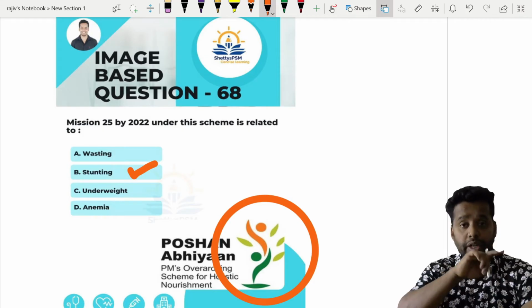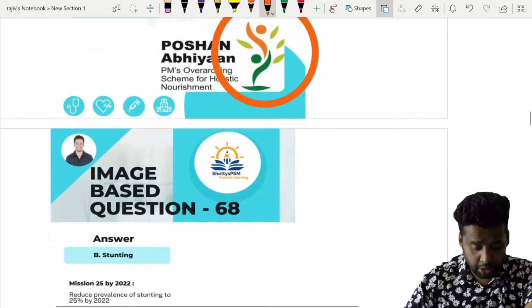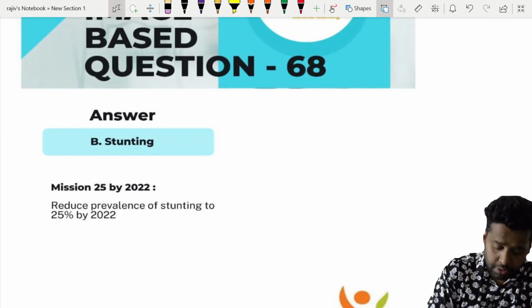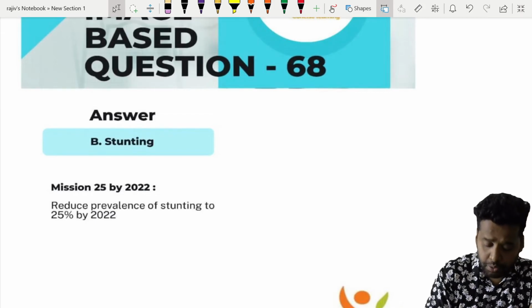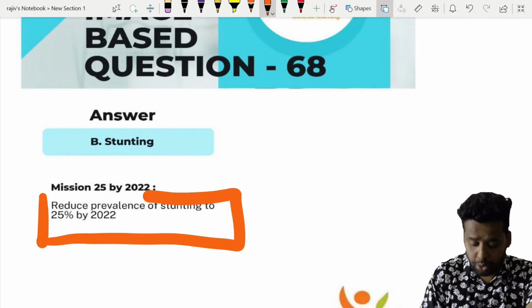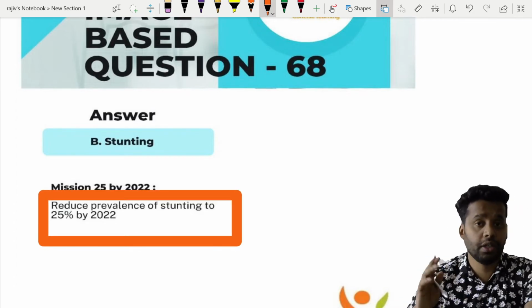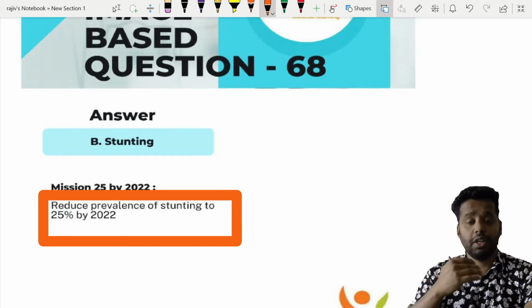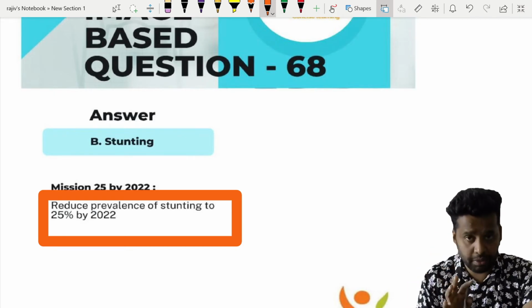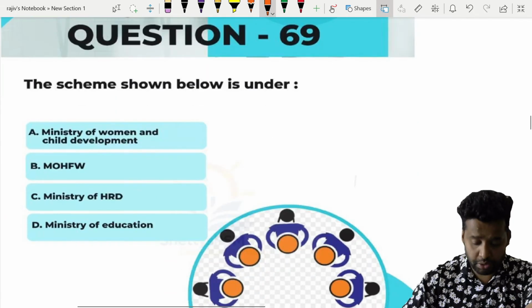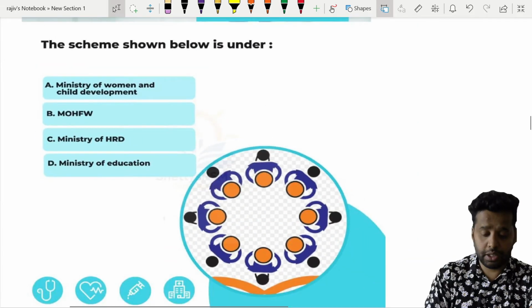What is 25 and what is 22? 22, you can guess it is the year. 25 is reduce the prevalence of stunting. Reduce the prevalence of stunting to 25%. Stunting will indicate chronic malnutrition. That prevalence has to come down to 25%. By which year? By last year, 2022. That was the target of Poshan Abhiyan related to stunting.